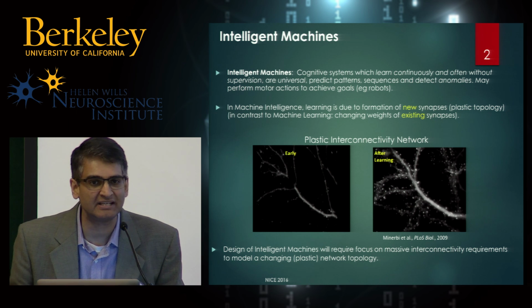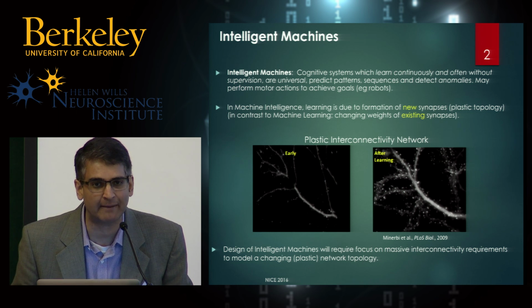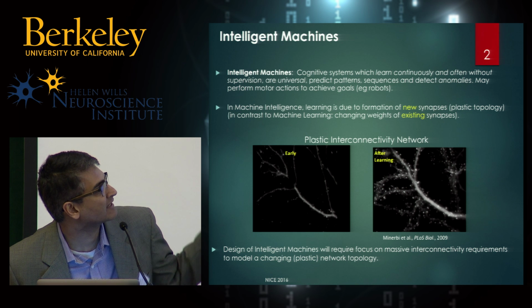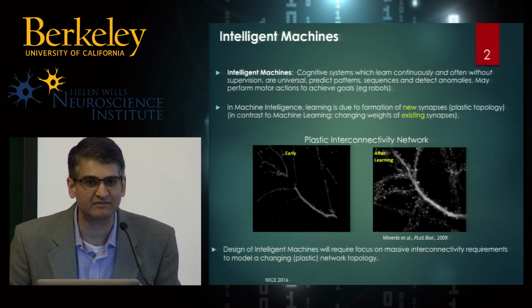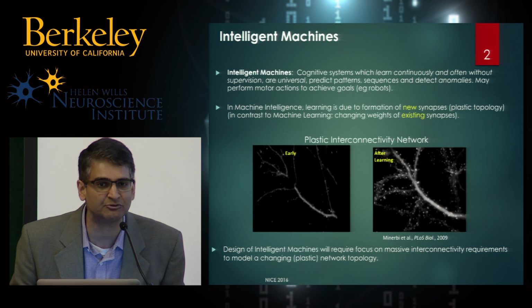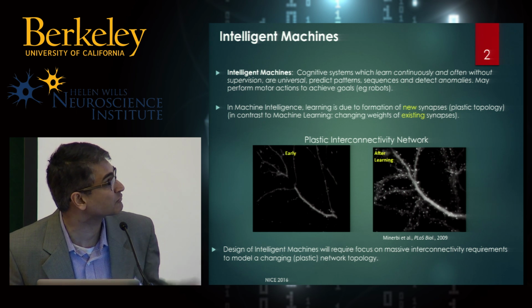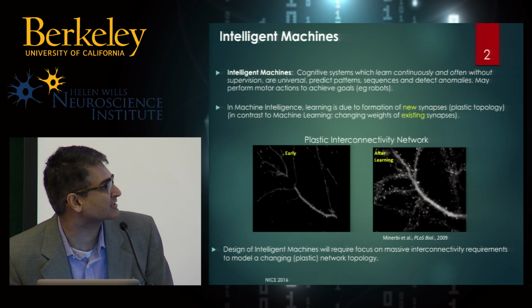So one of the key differences between machine intelligence, which we view as the next big step, and machine learning, is really that machine intelligence is focused on the formation of new synapses, as opposed to just changing weights of existing synapses. And this is really central to the learning process, and particularly to the continuous learning that we would like to see as one of the major objectives of machine intelligence.